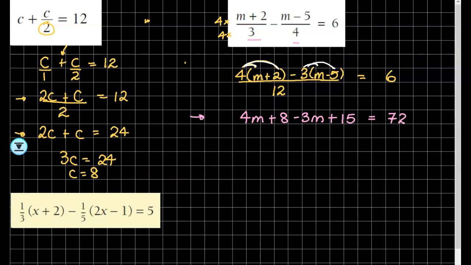Can we then finish from here? We're good? Gather your like terms. 4m take 3m is m. 8 plus 15, last time I checked, was 23, equals 72.